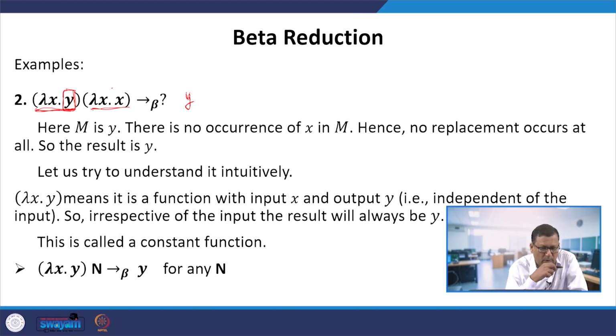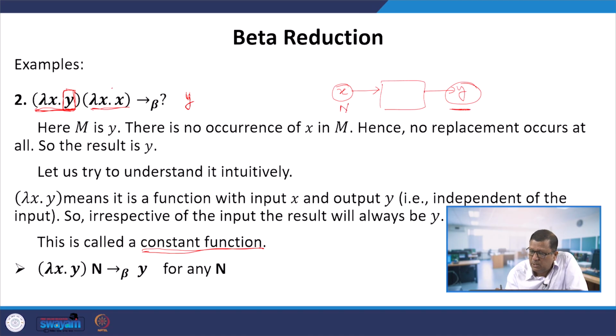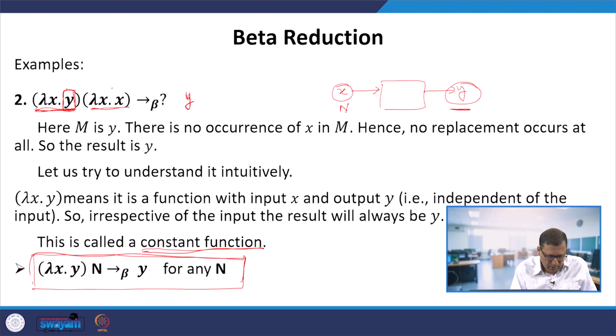Now why is it like this? We need to understand it intuitively. What lambda x dot y says is that it is a function. The input is x, and it is giving y. That means irrespective of this input x, we are giving y. So it is a constant function which does not depend on the input. Whatever parameter we pass for x, whatever n might be, the answer will always be y. That is why lambda x dot y n beta reduces to y for any n. This is an important term, we should keep it in mind. Whenever we have this sort of a term, we will reduce it to y.